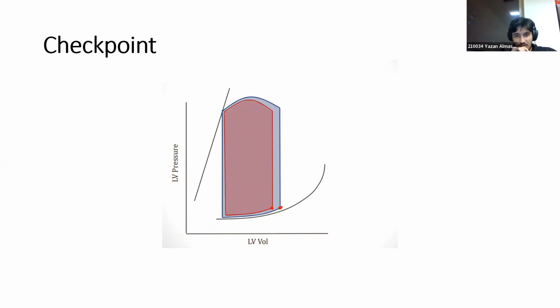You might be tempted to think it's decreased afterload. Yes, it's a little bit, but just focus on this. Which disease does have decreased preload? Mitral stenosis. Mitral stenosis. Okay.